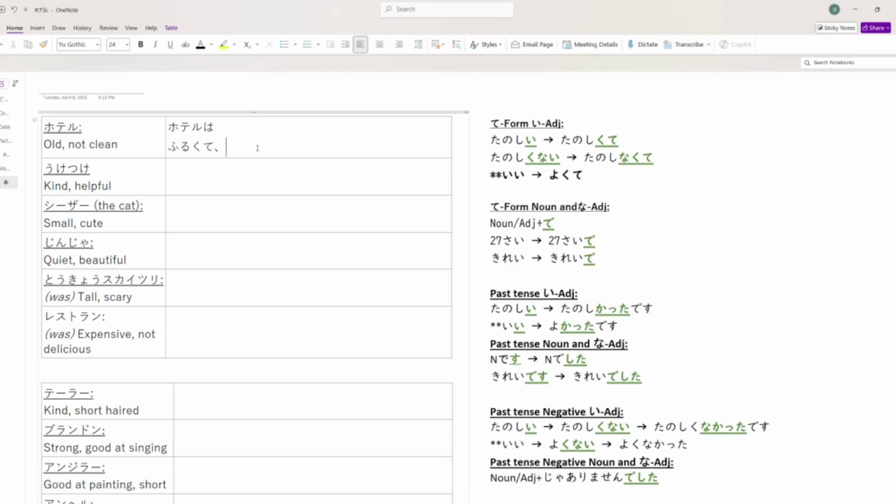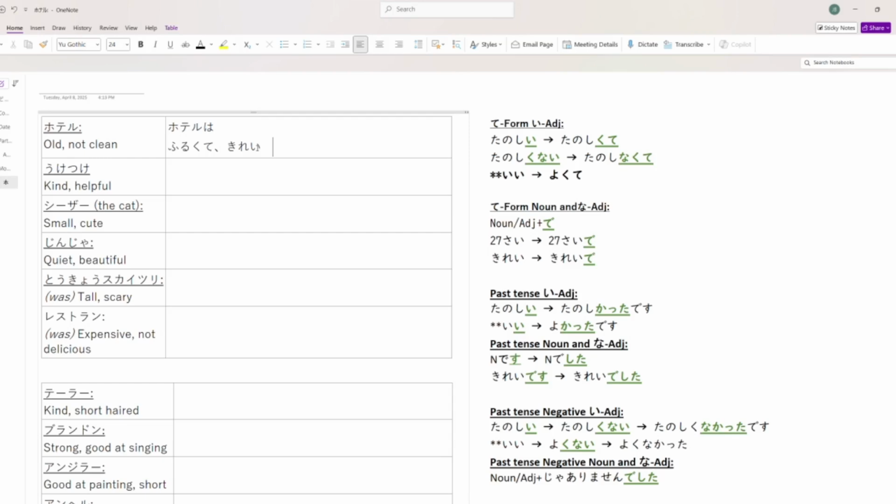What I want to do, kire kunai. Kire is a na-adjective, so I am saying not clean, and I'm using kire as the negation, right? So we're saying kire de, we just need to turn this into negative, which I don't think I have explicitly listed. Kire.